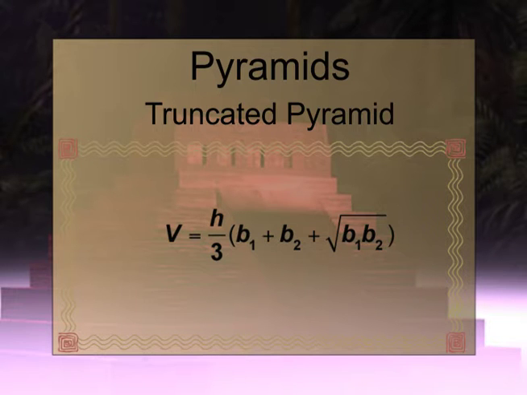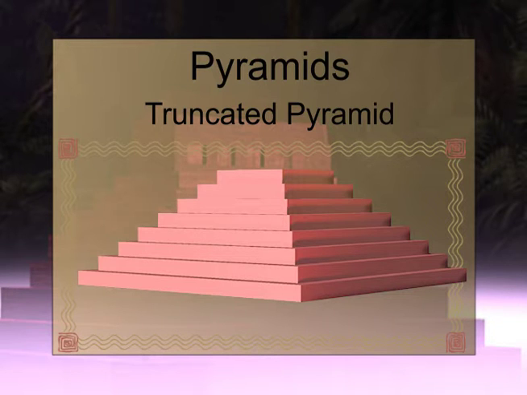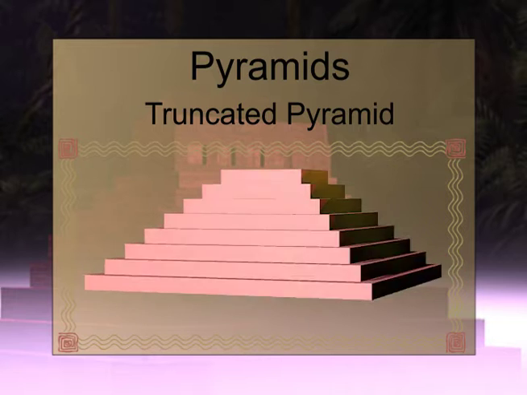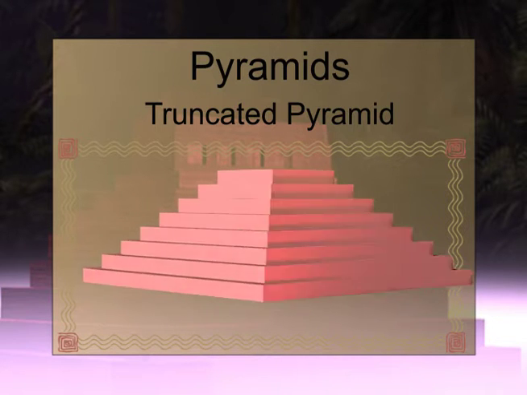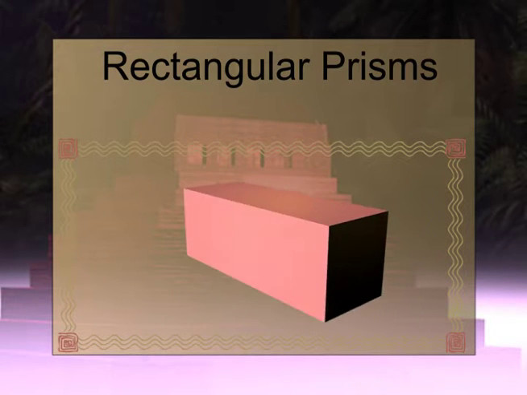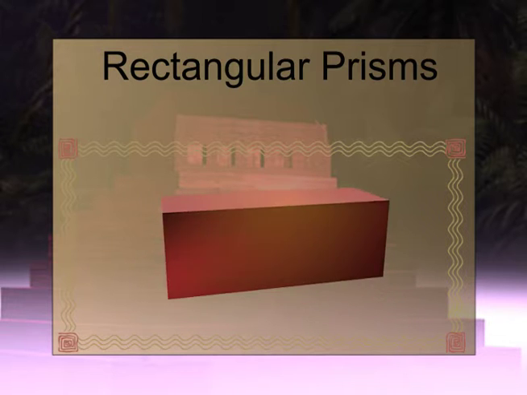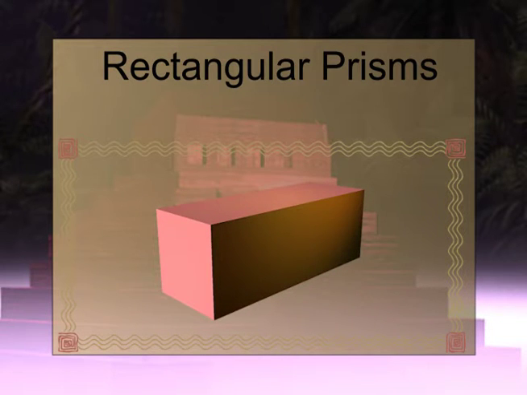But that isn't the case with the Temple of the Inscriptions, or any Mayan pyramid. Instead, they are in a stair-step pattern. This can be modeled by a different type of three-dimensional figure. A rectangular prism has 6 rectangular faces and 8 edges. When all the edges of the rectangular prism are the same length, then the prism is a cube.